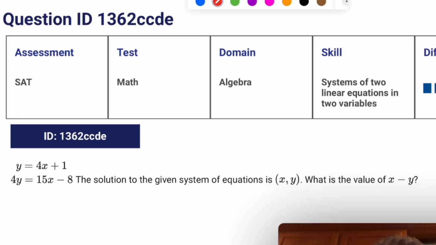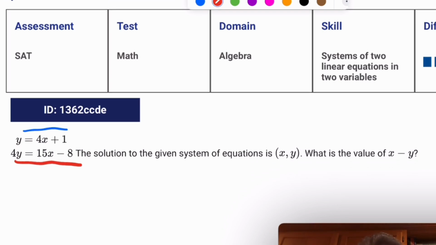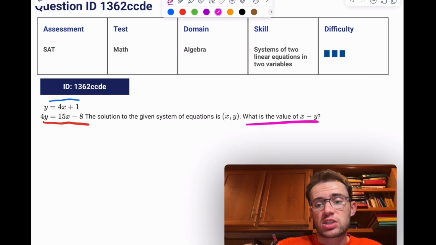All right, we have two equations. They space them well here. That's great. So we have y equals 4x plus 1 and 4y equals 15x minus 8. The solution to the given system of equations is x comma y. What is the value of x minus y?